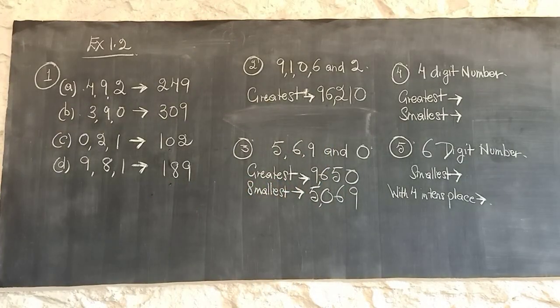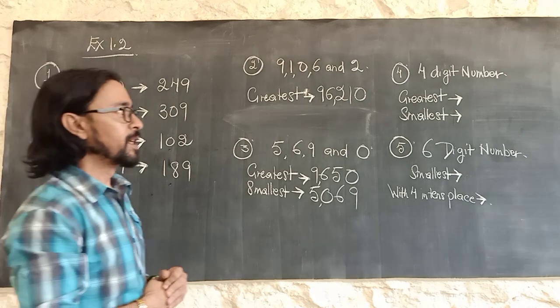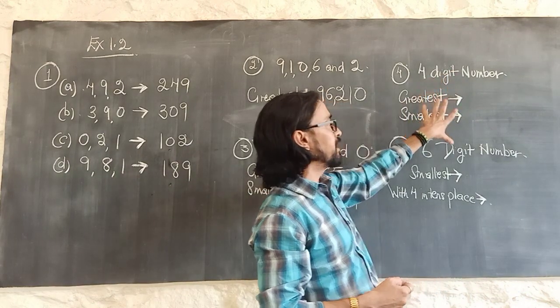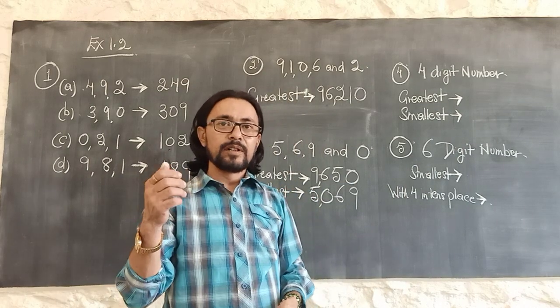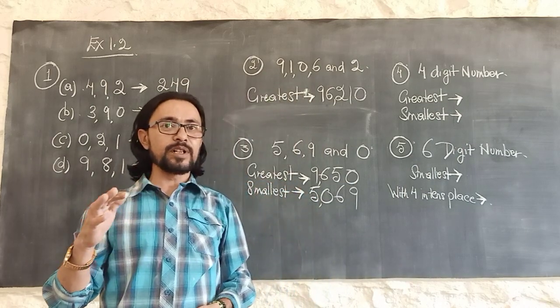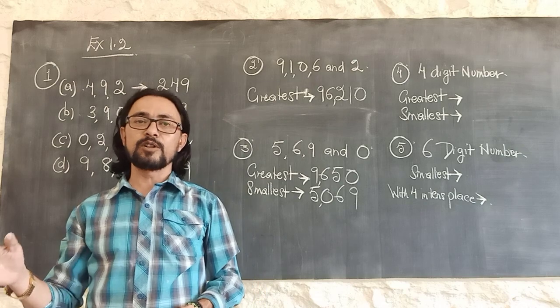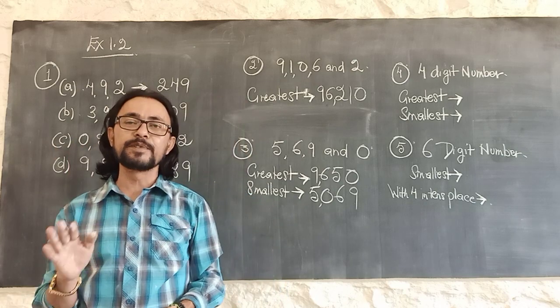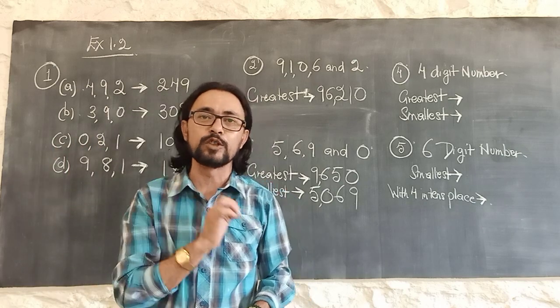Let's come to this one, number 4. Number 4 says, form the greatest and the smallest 4-digit number. I have to make a 4-digit number that will be greatest and smallest. So, here they have not told us repetition allowed or not allowed. So, when nothing is being given to you, obviously you use the largest digit that we know.